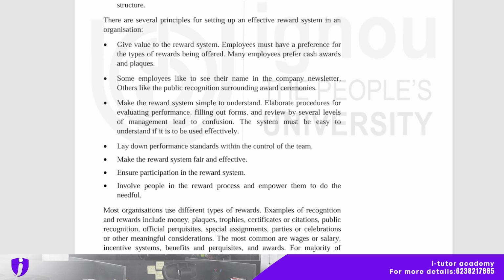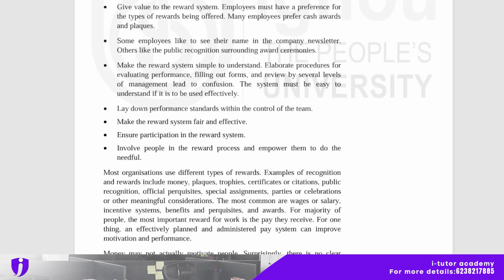Elaborate procedures for evaluating performance, filling out forms, and review by several levels of management lead to confusion. The system must be easy to understand if it is to be used effectively. And lay down the performance standards within the control of the team. Make the reward system fair and effective, and ensure participation in the reward system, and involve people in the rewards process and empower them to do the needful.